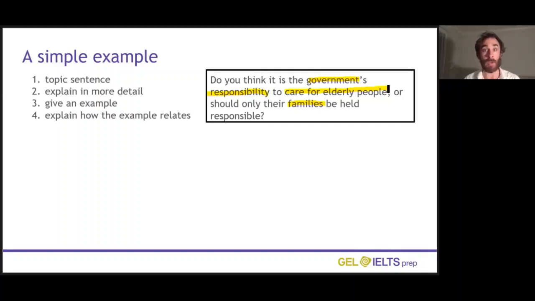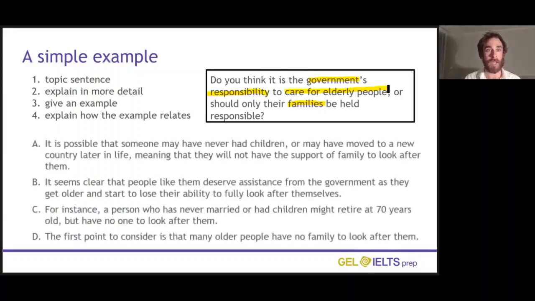So again, some old people need government support because they don't have a family. That's my argument. How can I build that into a paragraph? Well, here we can see the 4 sentences that make up my paragraph. There's a topic sentence, I explain in more detail, I give an example, and I explain how the example relates to the question and to the point.